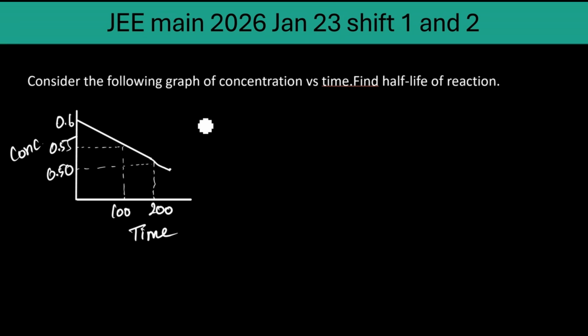Then consider the following graph of concentration versus time. Find the half-life of the reaction. So the graph has all that information. The initial concentration starts from 0.6 molar, and at time 100 seconds it is 0.55, and at 200 it is 0.50. It is decreasing linearly, so it is a zero order reaction.